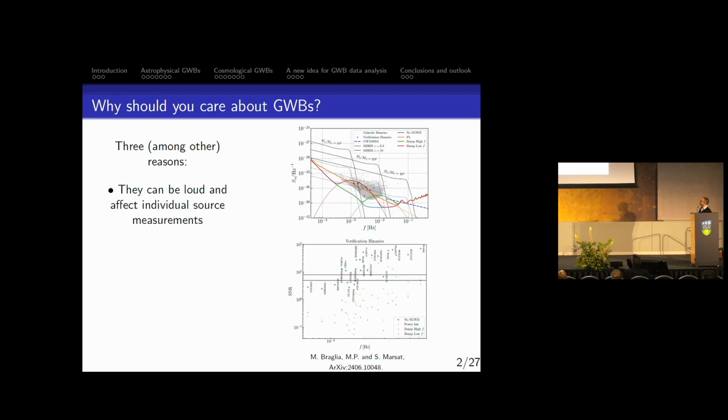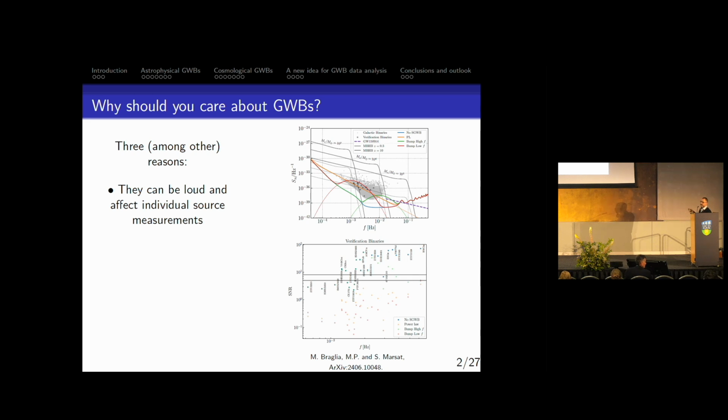First reason, these guys can actually be loud, and they can impact a lot individual sources measurement. This is something we checked in this paper with these people. What we did is to take signals, we saturate the most stringent bound we currently have in the LISA band, and the signals you get are something like these or these or these, for example.